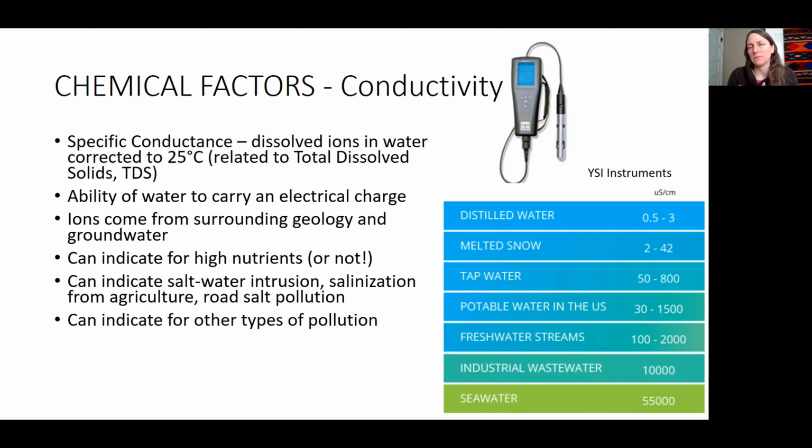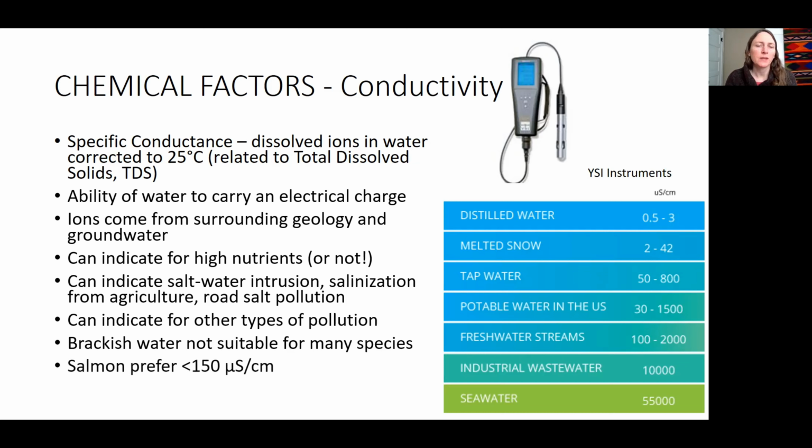Is it nutrients? Is it pollutants? Is it salinity, something else? If it's salinity, that's important because brackish water is often not suitable for a high number of species. And so conductivity can tell you if it's brackish. In general, because we live in a salmon region, I'll talk about what salmon prefer. Most salmonids prefer conductivity values less than 150 microsiemens per centimeter.